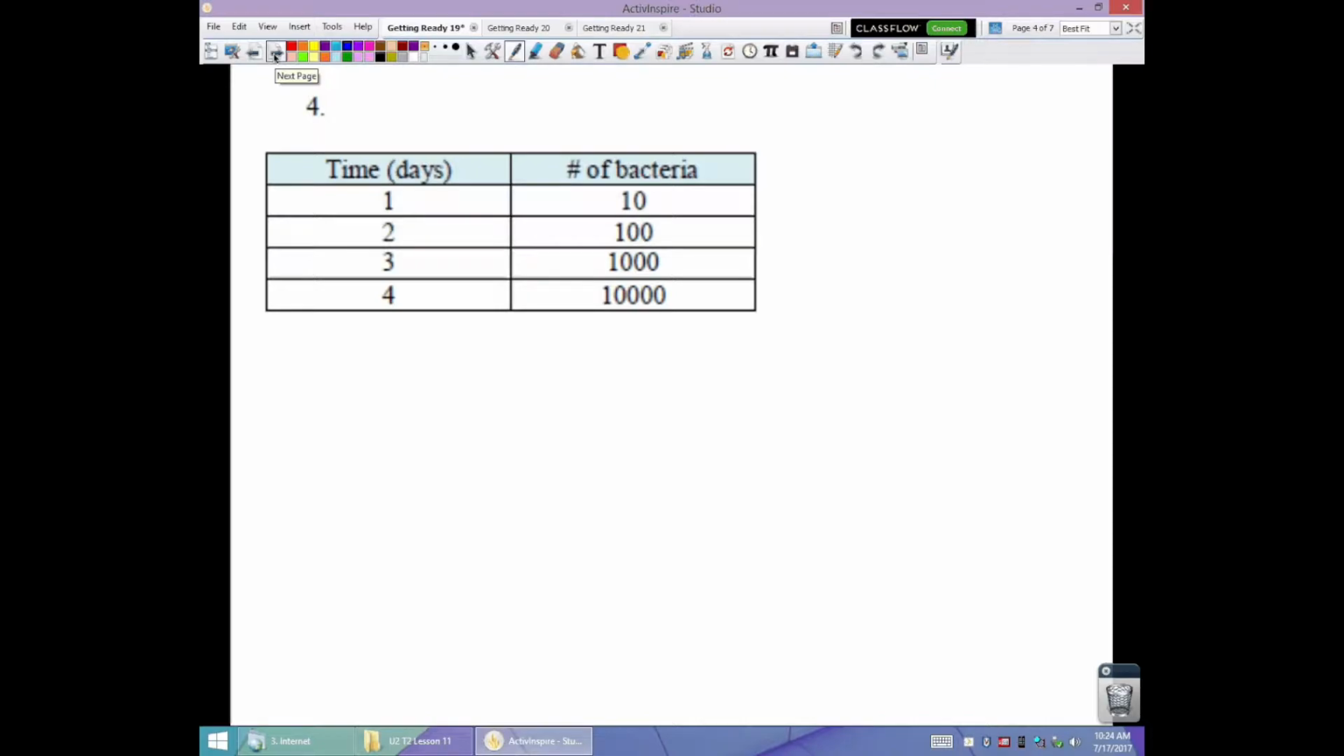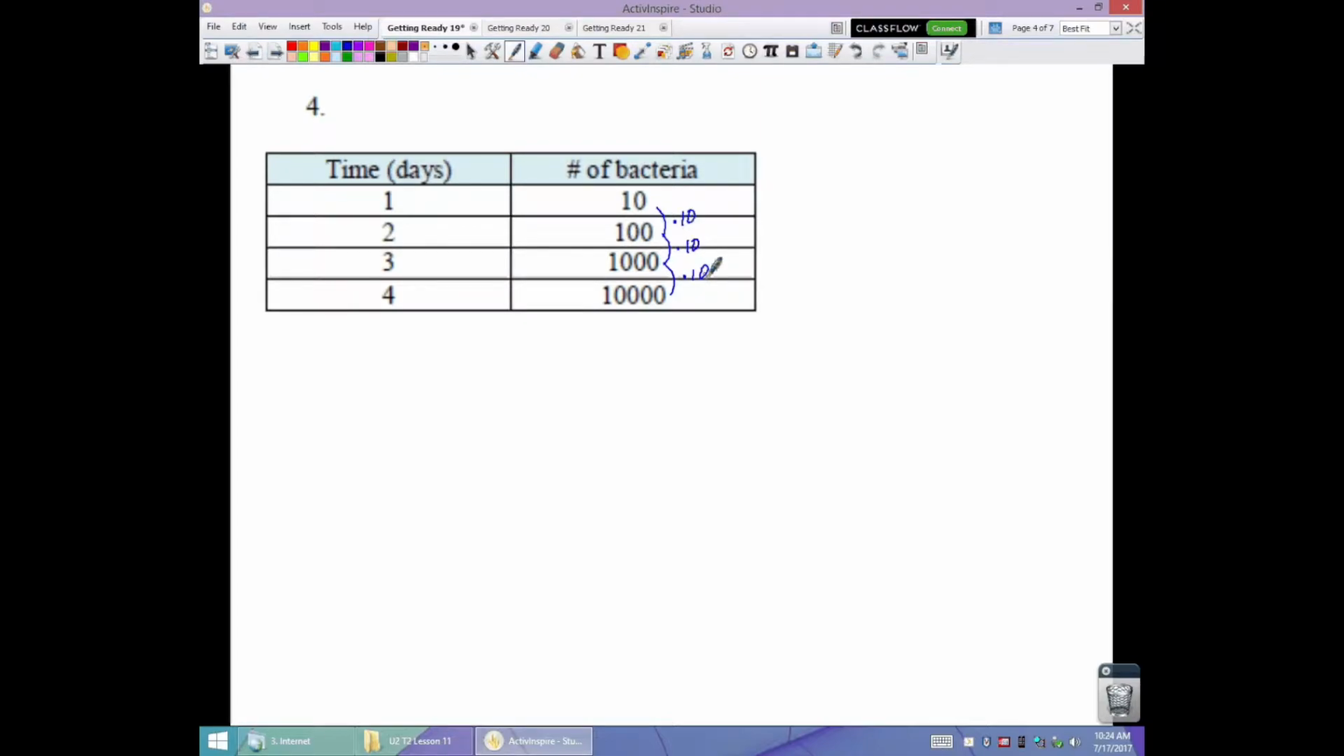Okay, again, we don't have to decide what type of sequence we're looking at here. This number of bacteria is definitely a geometric sequence. It said that in the directions. So what did we multiply by? From 10 to 100, that's multiplying by 10. 100 to 1,000, times 10.